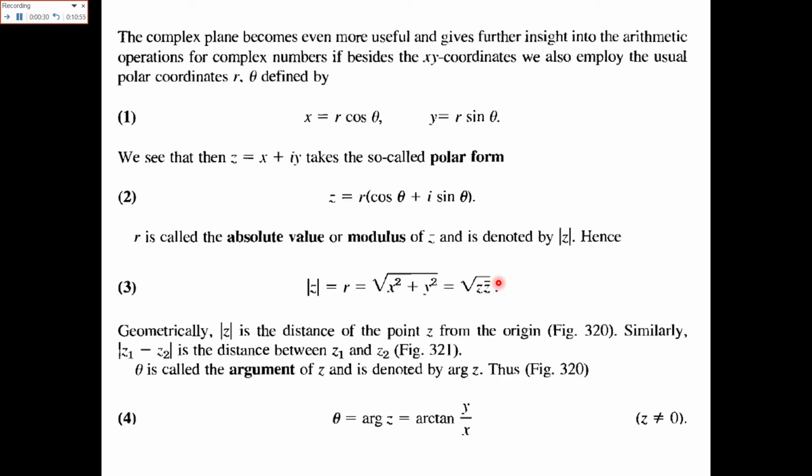So the polar form of the complex number is equal to r into cos theta plus iota sin theta, where r is basically the modulus, square root of x squared plus y squared, and theta is basically the angle which is given by tan inverse y over x. Here x plus iota y is basically a simple complex number.